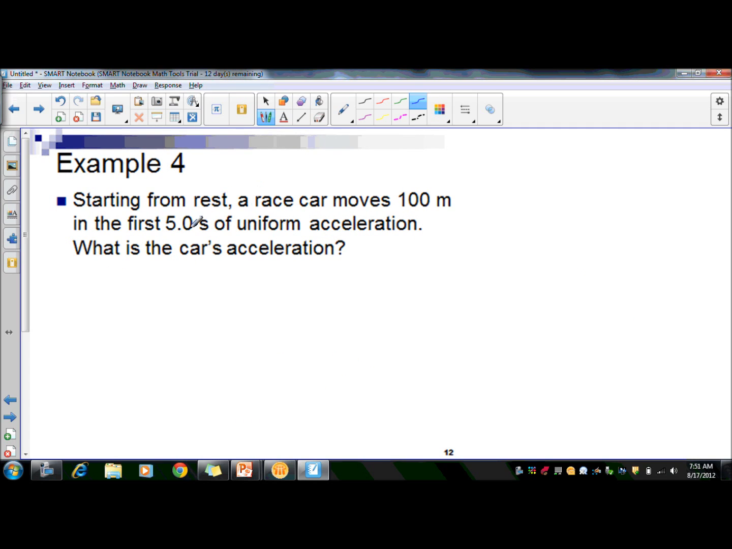All right, last example. Starting from rest, a race car moves 100 meters in the first 5 seconds. What is the acceleration? All right, well, first, let's underline our numbers, and let's label those. That's a D, because it's in meters, and that's a T, because it's in seconds. Well, I said we needed 3 knowns for any acceleration problem. Here it is. Starting from rest. So we're starting at 0. So our V naught is 0. And then we're looking for A. Again, there's only one equation that has those 4 variables.